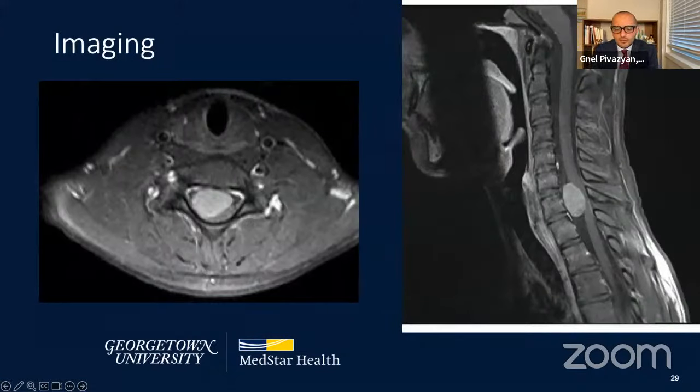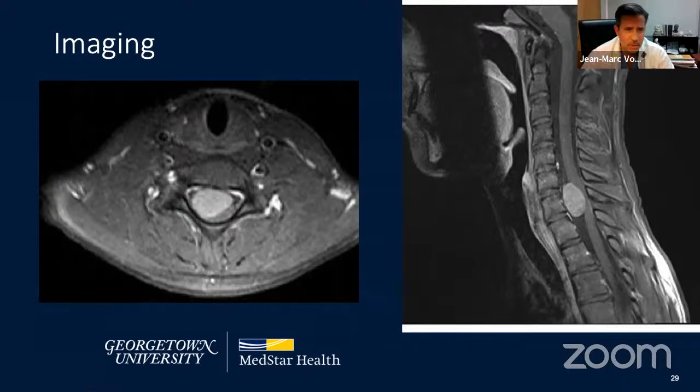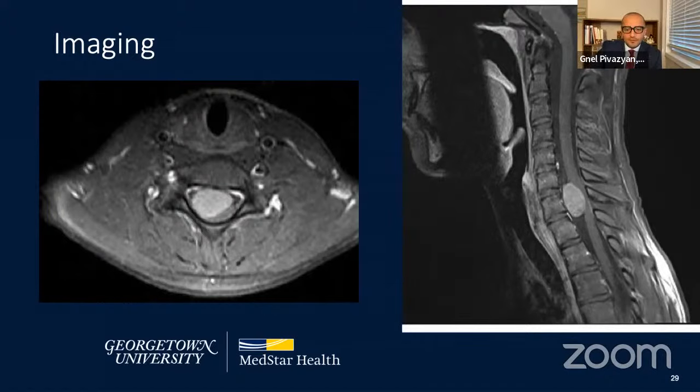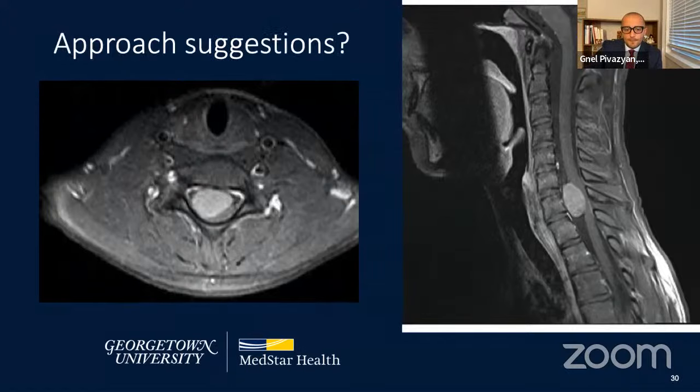Here's the imaging demonstrating an intradural intramedullary lesion at C6 that is off-center to the right side and particularly located ventrally. Just a correction, Gnel, this is intradural extramedullary, right? It's originating from outside the spinal cord. Yeah, thanks. All right, and I'll leave it here and open the mic for any suggestions for approach.